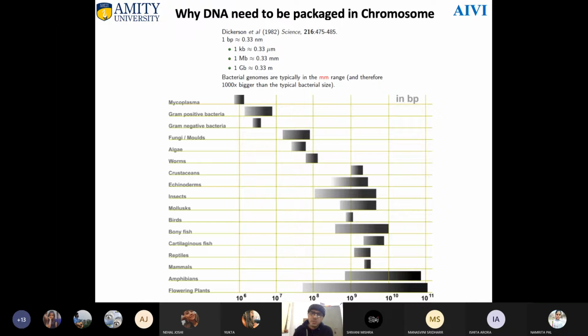So a long DNA is just in millimeters, but the size of a bacterium is in micrometers. So how do you accommodate this millimeter range in a micrometer space? That's why you package it in a way that it occupies a much smaller space. Here are the different genome sizes. If you calculate on the basis of genome size, how much the length of DNA in meters or millimeters will be, you just multiply 0.34 nanometer by the number of nucleotides, because each nucleotide in your DNA has 0.34 nanometer or 3.4 angstrom.